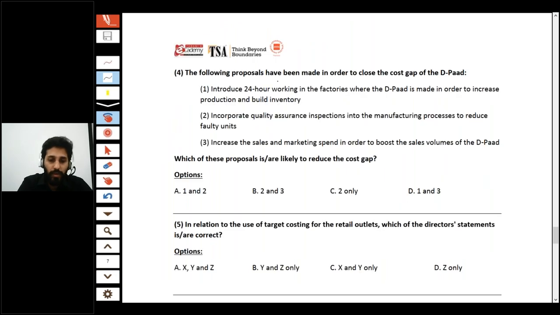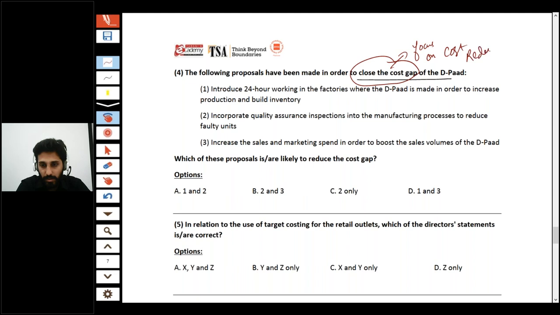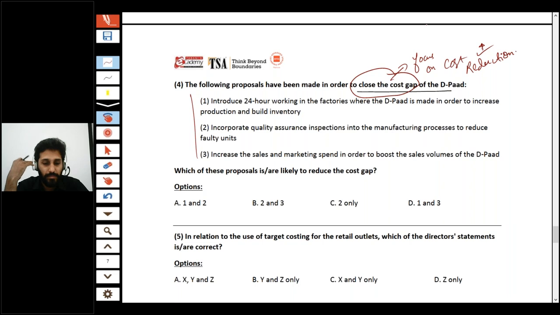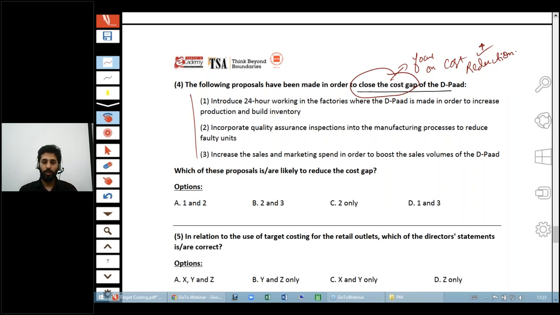And here it is saying that the following proposals have been made in order to close the cost gap. Now listen, whenever you are trying to close down the cost gap, you should focus on cost reduction, right? So please read these 3 proposals and identify which one is the appropriate option for this.